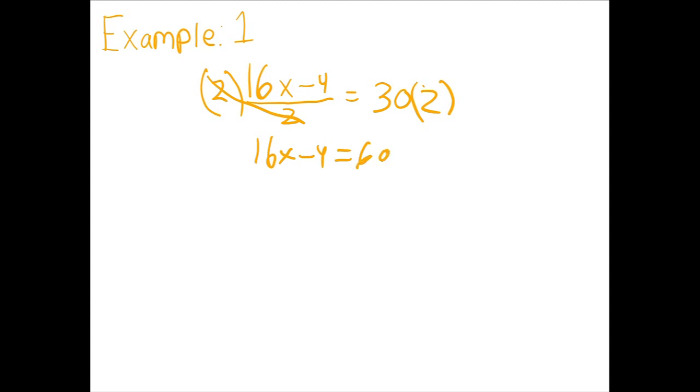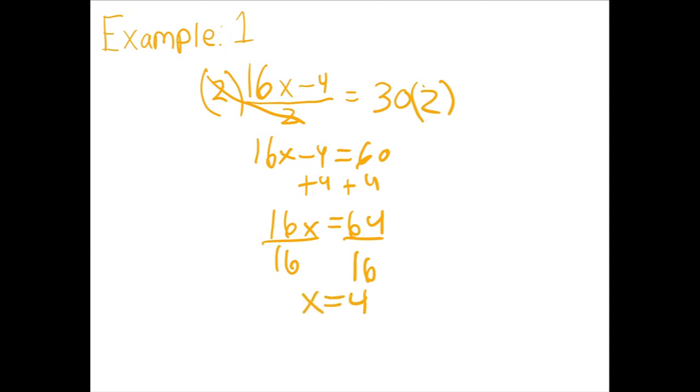We're going to identify the operation, minus 4, okay, plus 4. And now we're going to be left with 16x equals 64. And now that we have that, the next operation was multiplication, because 16 times x, do the opposite, divide by 16. And that is going to give us the answer of x equals 4.